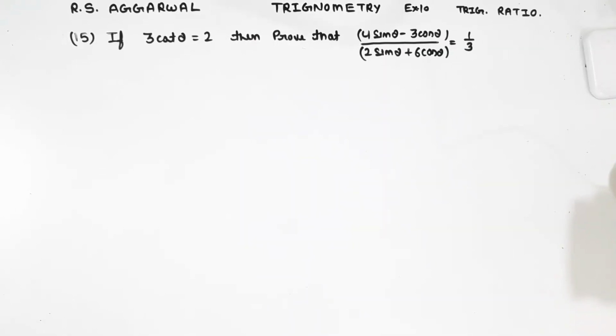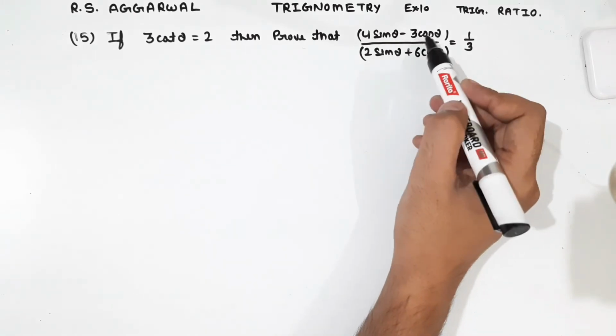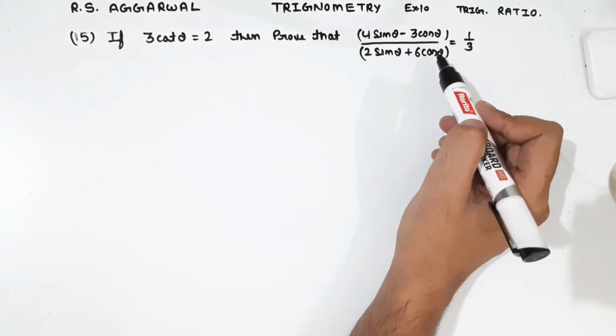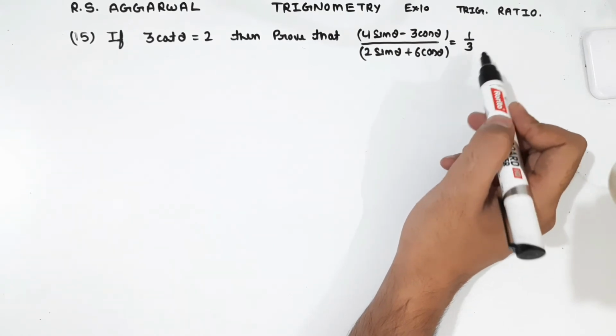R.S. Agarwal, chapter Trigonometry, exercise 10, trigonometric ratio. Question number 15. In question number 15, if 3 cot theta equals to 2, then prove that 4 sin theta minus 3 cos theta upon 2 sin theta plus 6 cos theta will be equals to 1 upon 3.